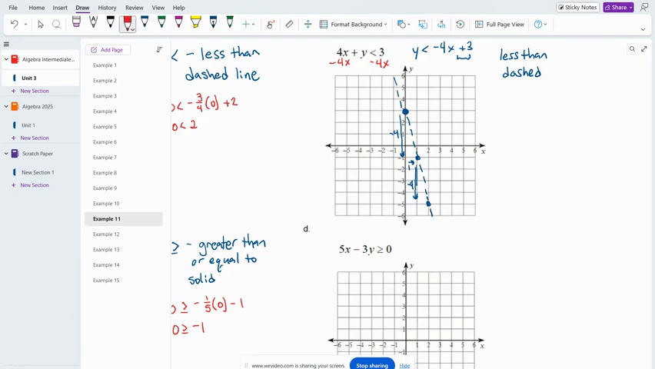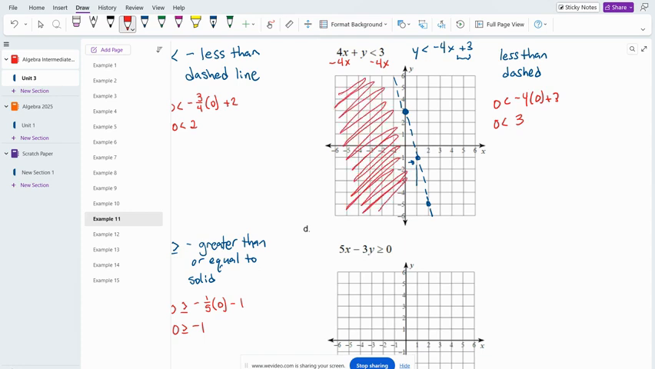It is less than, so we think underneath it. So we're going to check that origin out again. We have 0 less than -4 times 0 plus 3. So that -4 times 0 goes away, and we end up with 0 less than 3. So that tells us that our shading is right to be underneath. All right, so we have it underneath there.